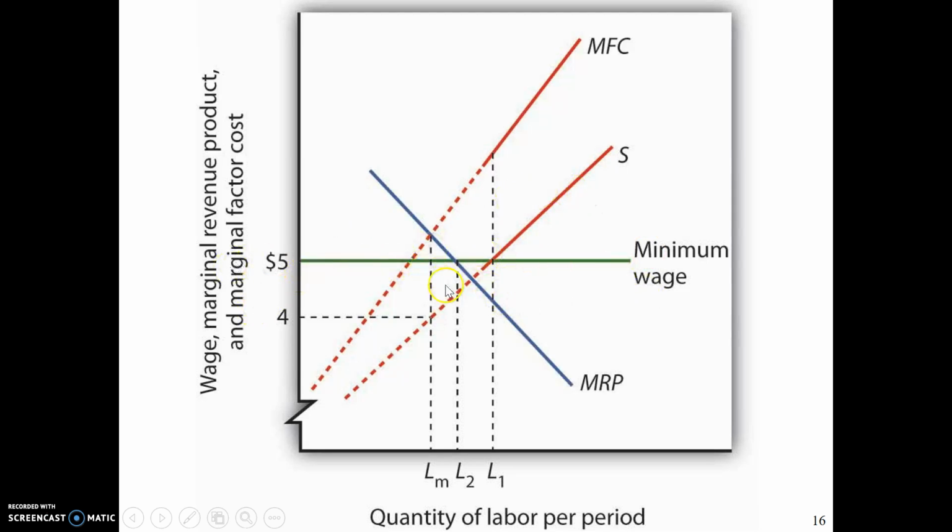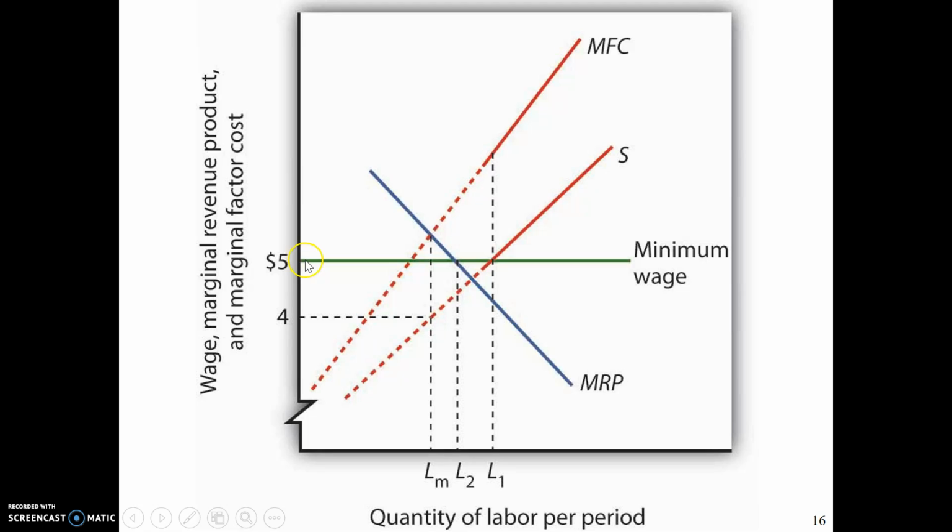The other thing is we have not only this quantity of workers at L2, we also have, at this quantity, a higher wage. Everybody who's working at this quantity is getting a $5 wage, rather than before, when we had the monopsonist giving a $4 wage. So that is perhaps key.